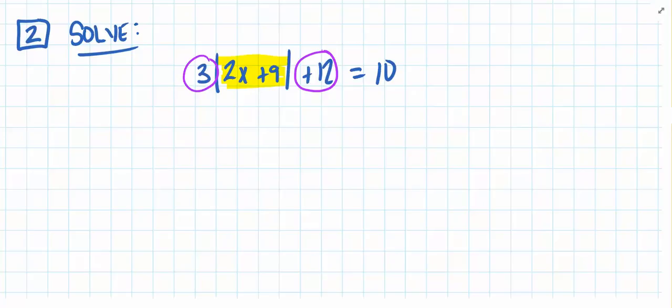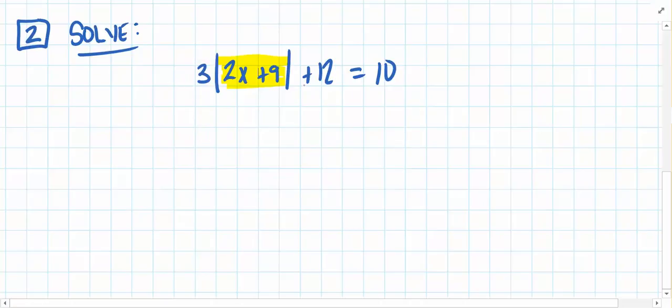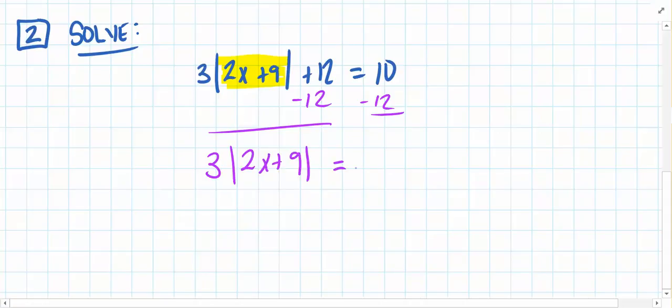I would subtract 12 from both sides. So let me erase these circles for you so you can see. Let's subtract 12 over here. Let's subtract 12 over here. So I get 3 times the absolute value of 2x plus 9 is equal to -2. Now what?